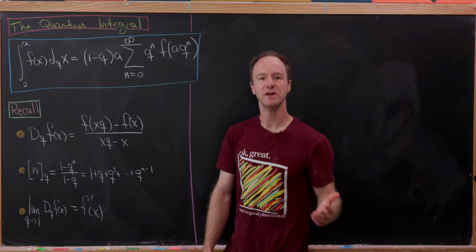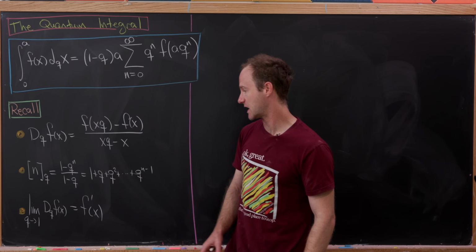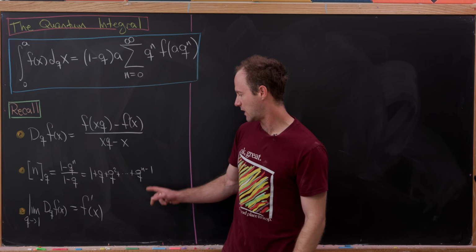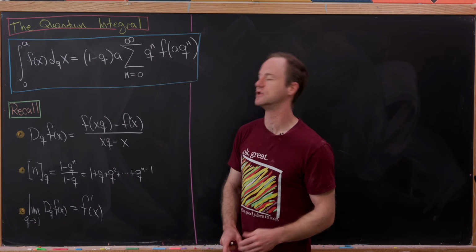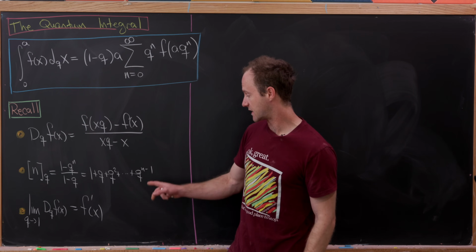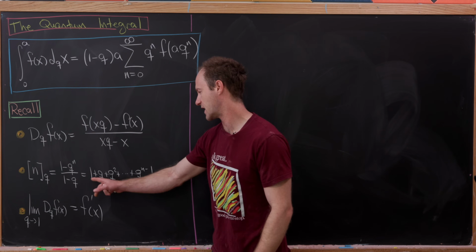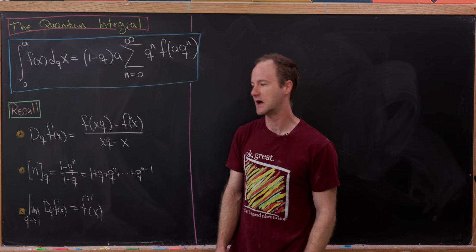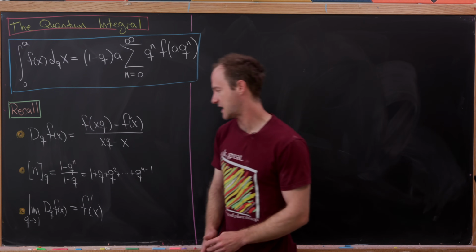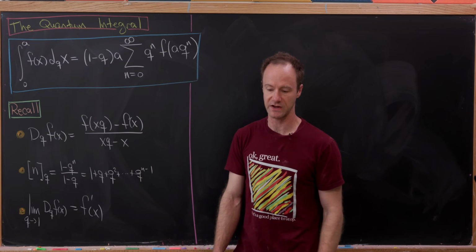Okay, so we also had this quantum analog of the natural number n, which was defined to be (1 minus q to the n) over (1 minus q), and expanded out, that's 1 plus q plus q squared all the way up to q to the n minus 1. Notice if we let q approach 1 here, this approaches just the number n because we have 1 plus 1 plus 1, n times. Furthermore, in the previous video, we showed that the limit as q goes to 1 of the quantum derivative was the normal derivative.